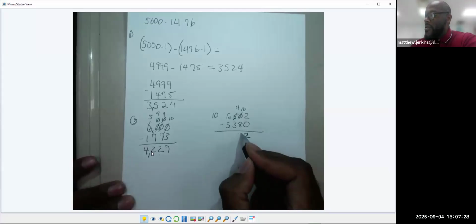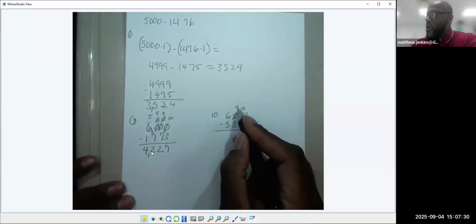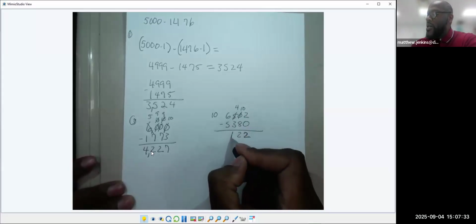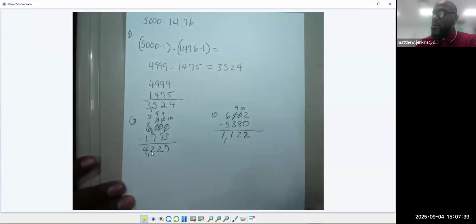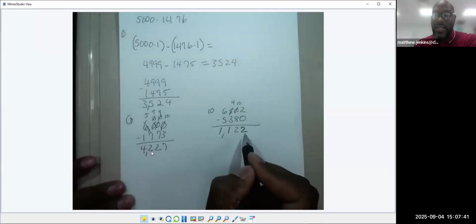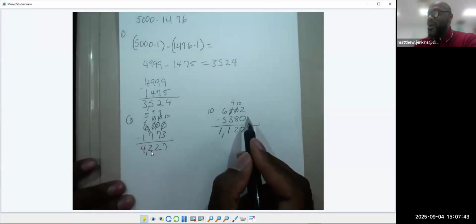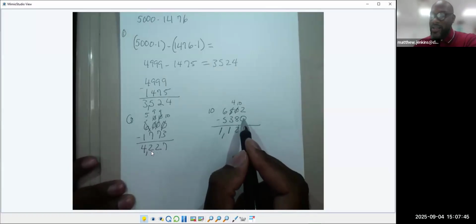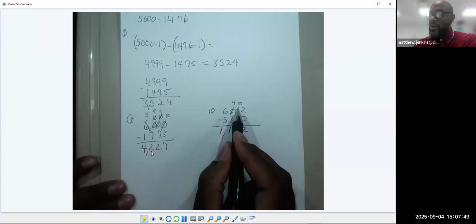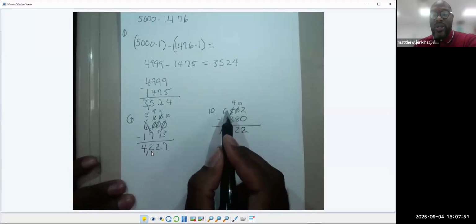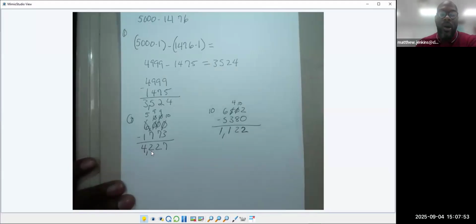And then 10 minus 8 is 2. 400 minus 300 is 100. 6,000 minus 5,000 is 1,000. So I'm highly encouraging, almost requiring, that the students show their work so I can make sure that they are regrouping properly, that they're using the right language.